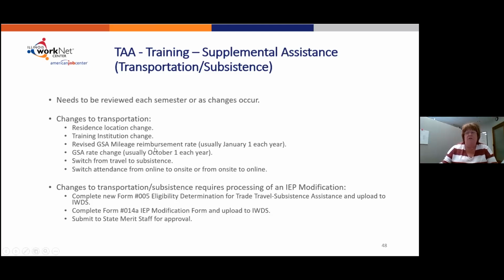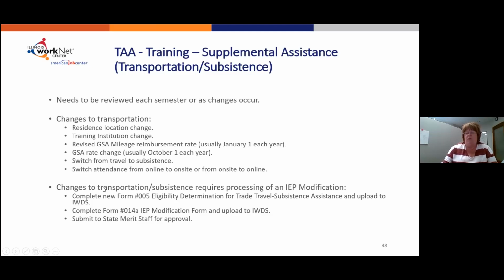Also, the revised GSA mileage reimbursement rate happens on January 1st of each year. There's a GSA per diem rate change that happens on October 1st of each year. They may switch from travel to subsistence if they're traveling a really long distance. Or they switch their attendance from online to on-site, or from on-site to online. Those things can make changes to what is projected to be paid for that transportation or subsistence for that participant. So any changes need to be reviewed.